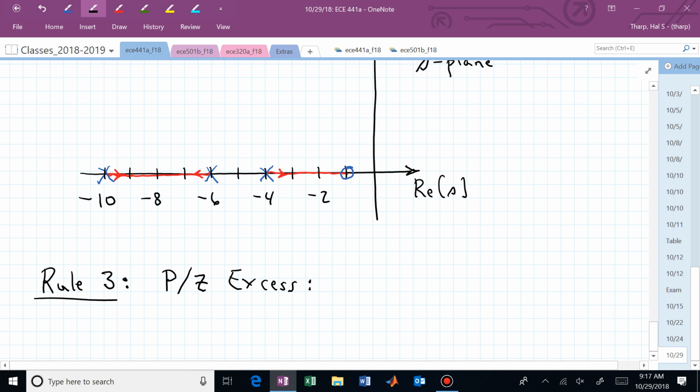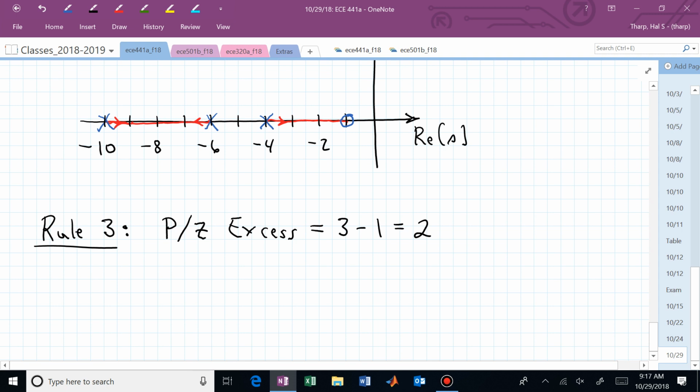What is our pole zero excess in this case? How many poles do we have? 3 minus 1 finite 0. Our pole zero excess is 2. This now allows us to figure out what our asymptote angles will be and where they will be. Then we'll figure out where they're centered based on the poles and zeros.